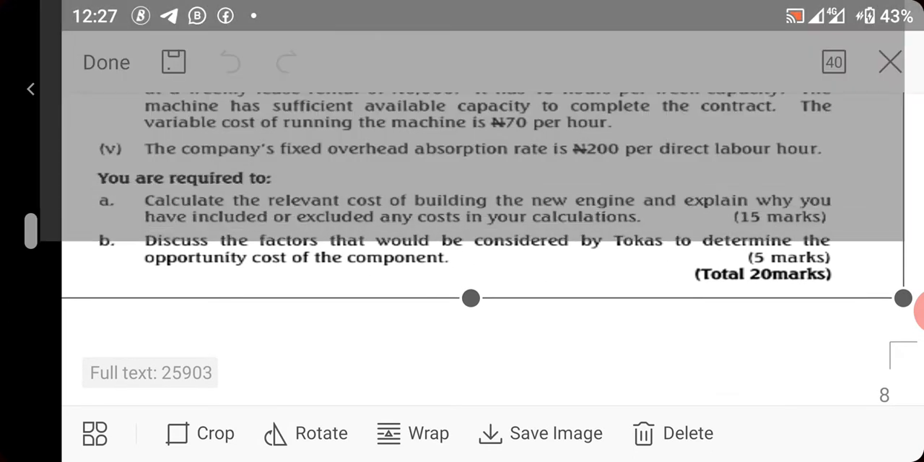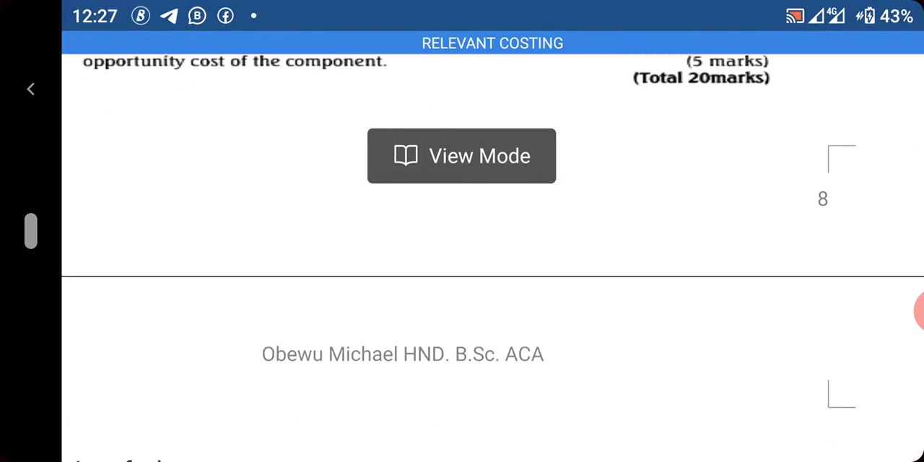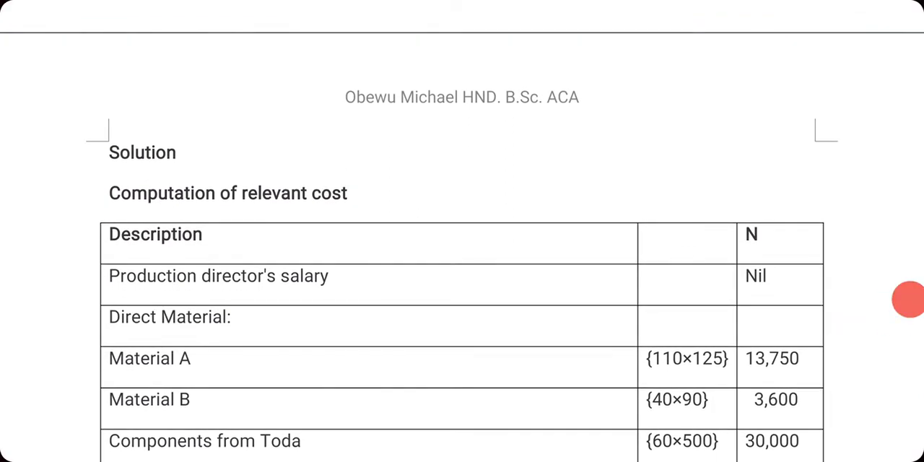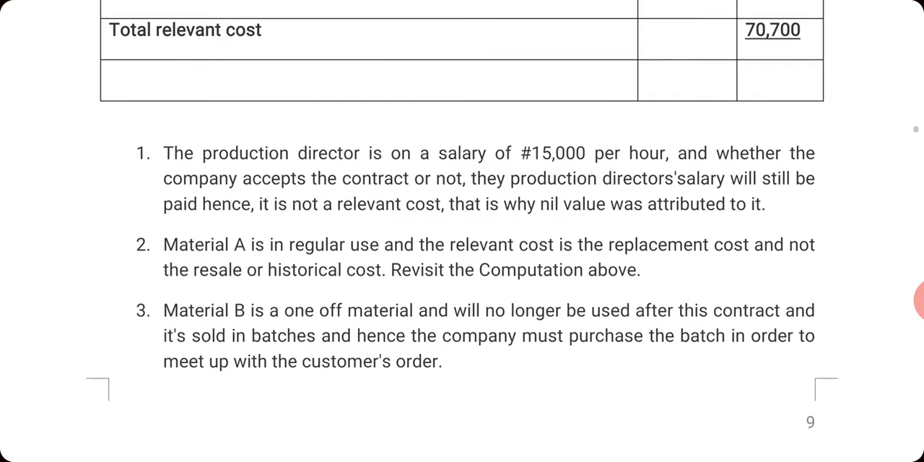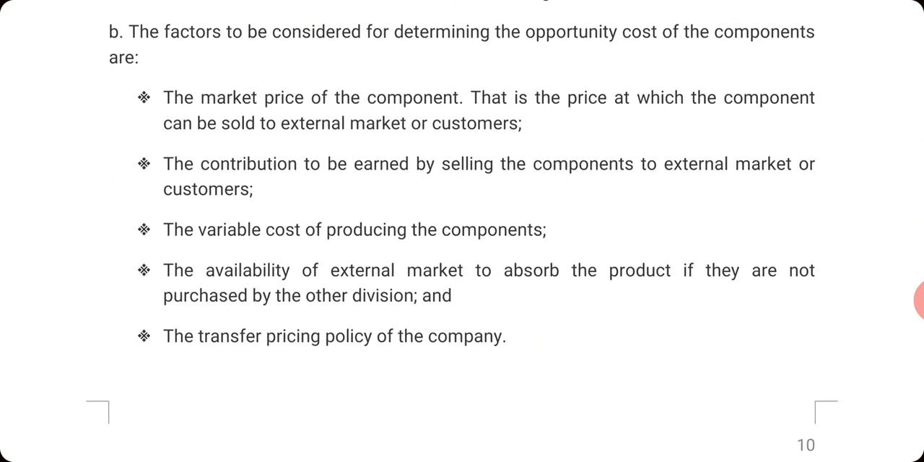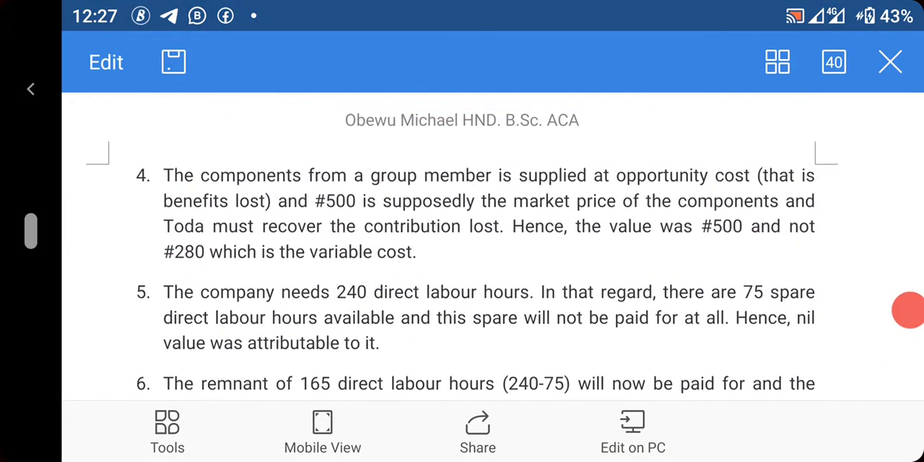Now, this is where we are, and we now have to look at the solution. Now, this is the solution of the question. Before the solution, there are workings, and these workings are important, and we shall look through them for proper understanding before we move down to the solution.